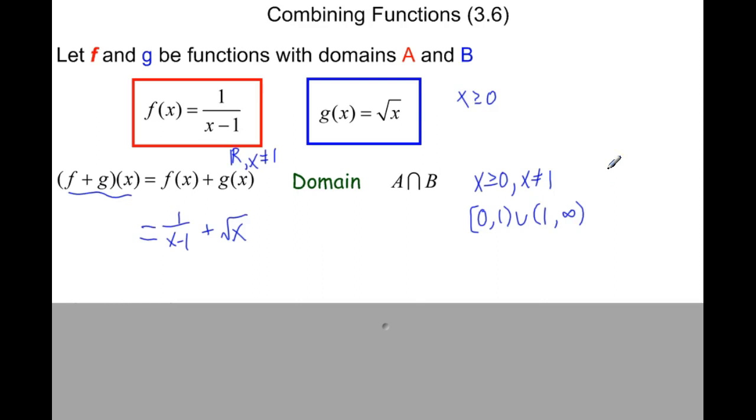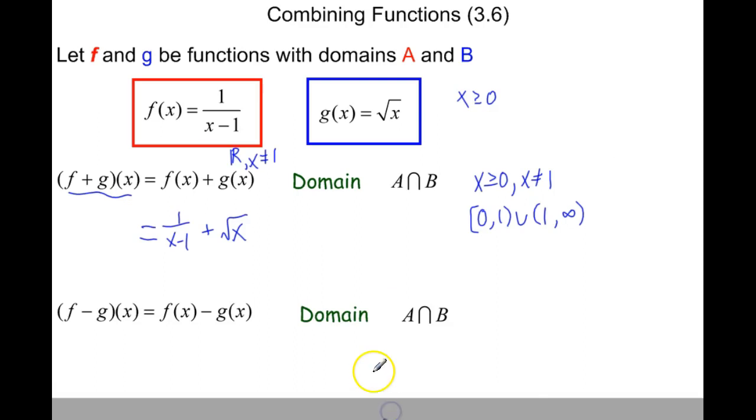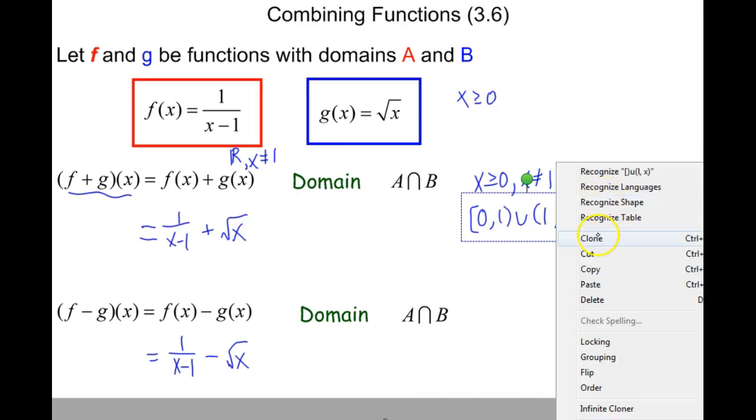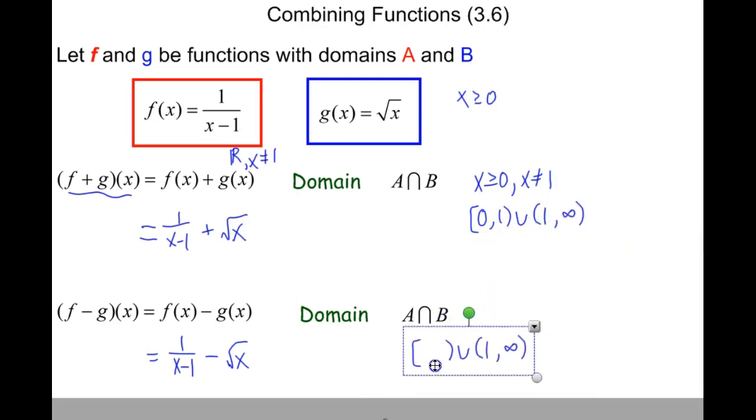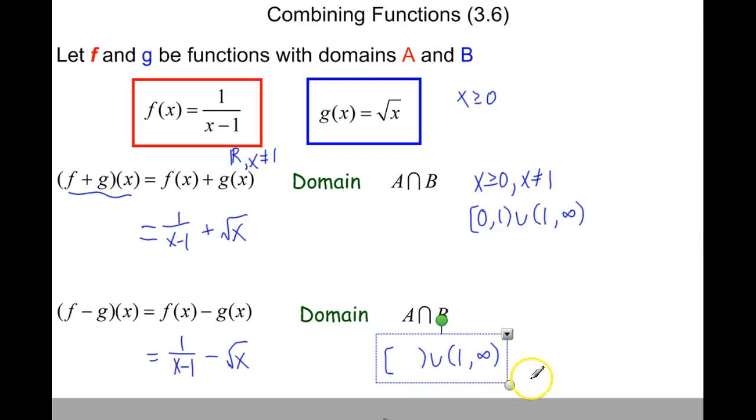So the domain is the only thing that's kind of difficult about this. As far as combining the functions, you can see this is pretty pedestrian. We're just subtracting. Again, when you see f minus g, write it like this: 1 over x minus 1, which is f of x, minus g of x, which is square root of x. Domain's the same thing that we had right there. So this would be from 0 to 1.